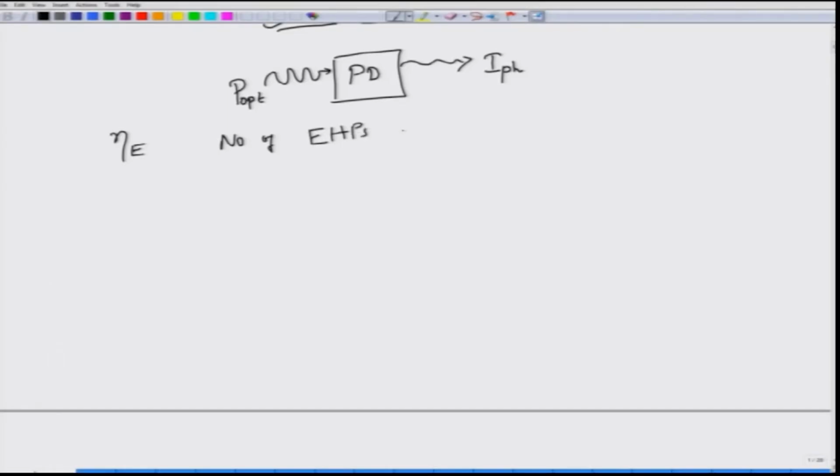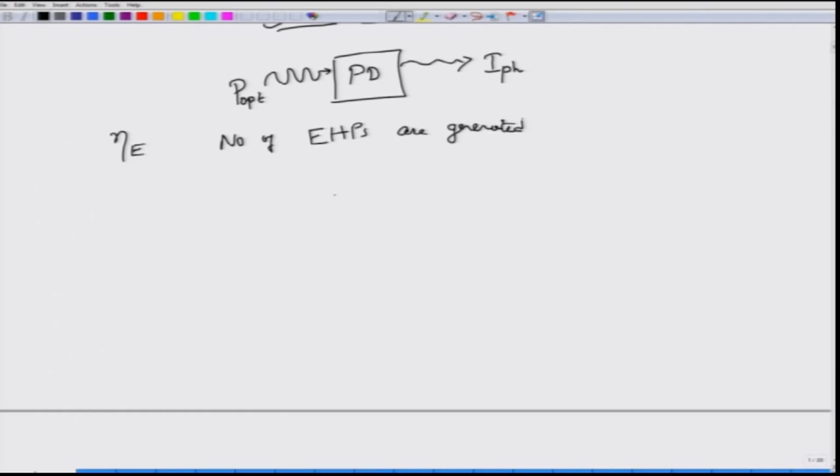Please remember that this particular metric is used commonly for the PIN photodiodes, because there is no secondary electron hole pair generation. So, these are the primary electron hole pairs in the PIN detectors, therefore, this external quantum efficiency is what we normally use. This external quantum efficiency tells you the number of electron hole pairs that are generated. These are generated because of absorbing the optical power.